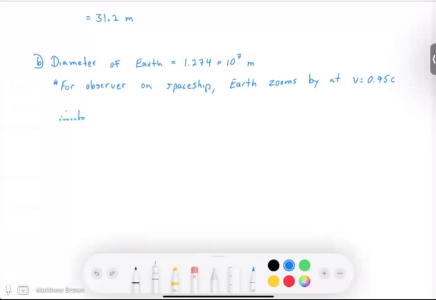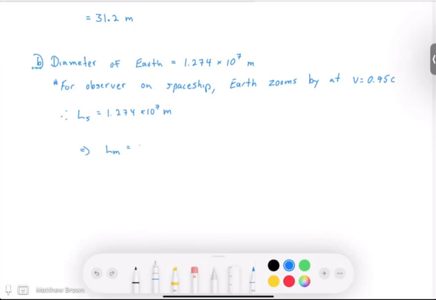Or sorry, LS equals 1.274 times 10 to the 7 meters, right? So that's the diameter of the Earth, which is the proper length. It's the length that we would measure at rest here on Earth. And so that means LM, the length they would measure for the Earth, would be the exact same factor that we found up above.